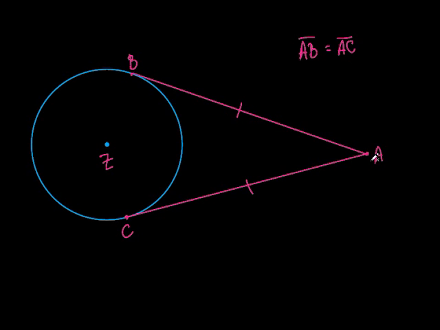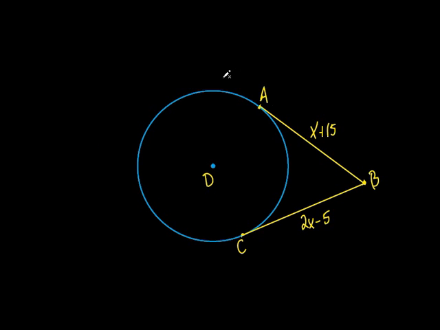When does that happen? When you have a point outside a circle, and both of those tangents are tangent to the circle, then those two segments from A to the point of tangency and from A to this other point of tangency must be congruent to each other. Let's do an example and we will be finished.